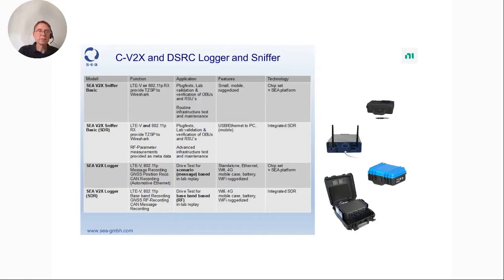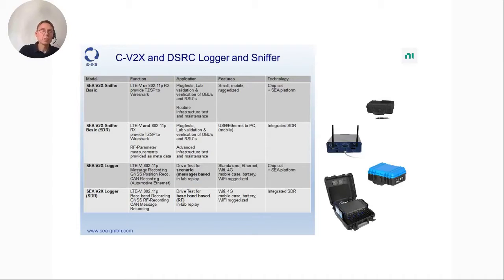This sniffer is a first product, quite compact product, which can be used in the car or in the lab. Integrated software-defined radio with a PC from NI. With this, we can record messages and additional RF parameters and visualize them as well. We are working on a basic sniffer, which is based on a chipset. This will be limited in function. This will have the typical function of receiving the messages.